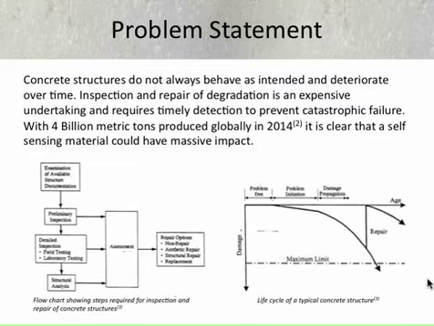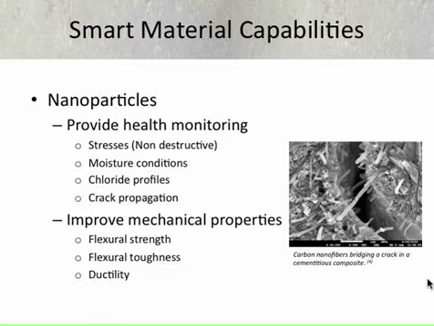So if we take a look at the problem statement, it says that concrete structures do not always behave as intended, and if not monitored and maintained, can result in catastrophic failure. In 2014, 4 million metric tons were produced, and so the potential impact that a smart material could have is massive. The graphic here was taken from a civil engineering website. It just shows the flowchart for the inspection and evaluation process and also the typical life cycle of the material.